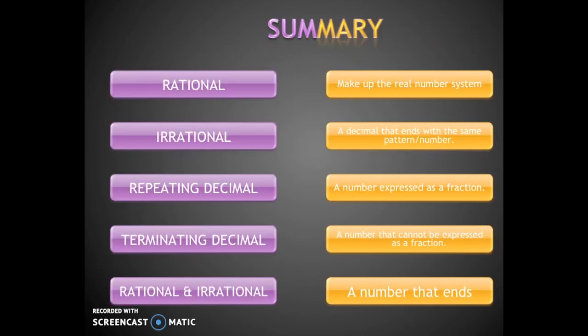All right, here's a summary. So let's see if we can match the corresponding vocabulary. Rational, what did you say? Hope you said a number expressed as a fraction. Irrational, a number that cannot be expressed as a fraction. Repeating decimal, a decimal that ends with the same pattern or number. Terminating decimal, a number that ends. Rational and irrational, they make up the real number system. All the numbers on your number line. Hope that makes sense. Remember, you can always pause the video, rewind, rewatch as many times as you like.